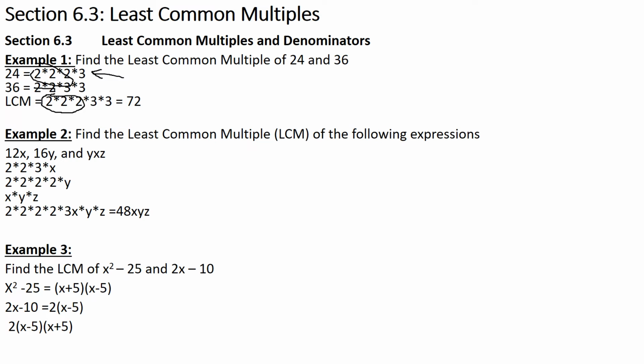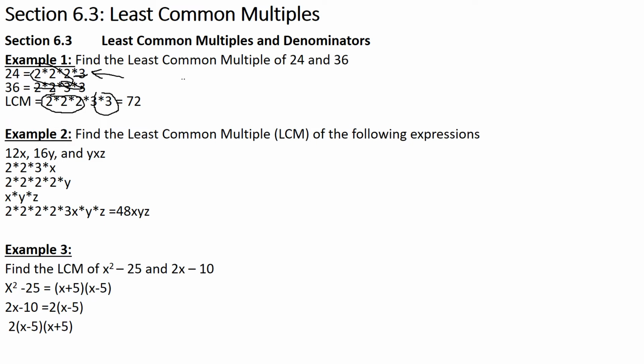And then I see some 3's. Well, there's only 1 3 here, but there's 2 3's here. So I use those right here. So 2 times 2 times 2 times 3 times 3. 2 times 2 is 4, times 2 is 8, times 3 is 24, times 3 is 72. And that means the least common multiple for 24 and 36 is 72. Because you go 24, 48, 72, and then 36 and 72. Use the letters.